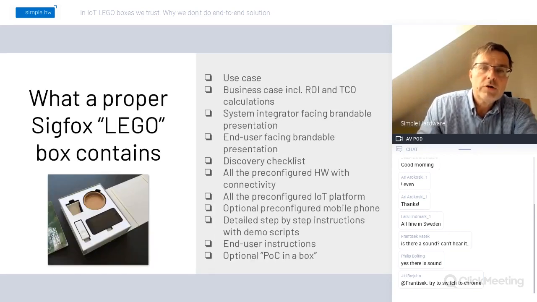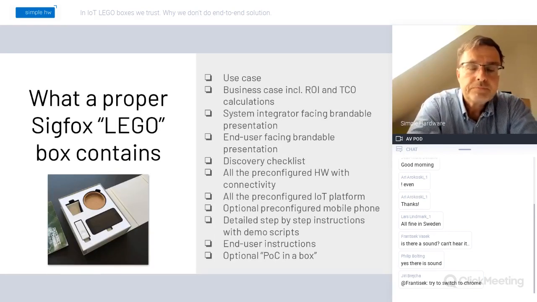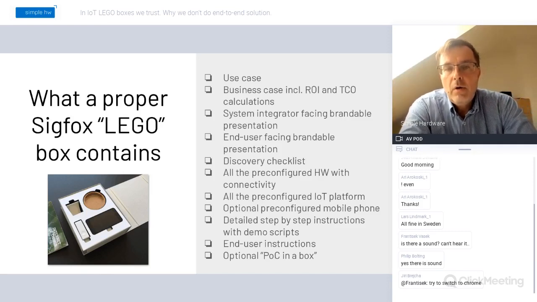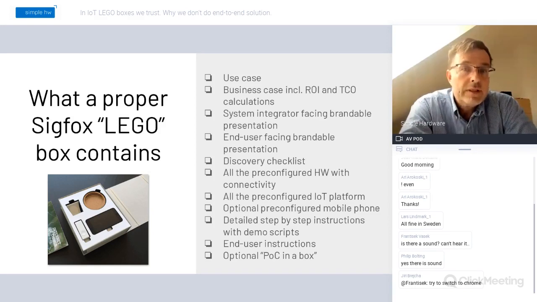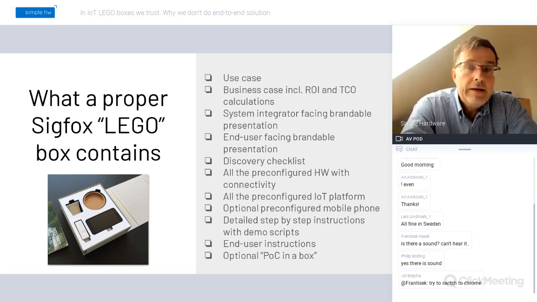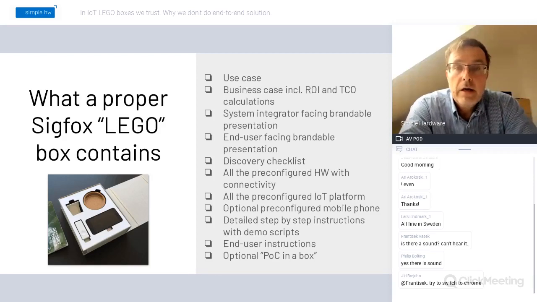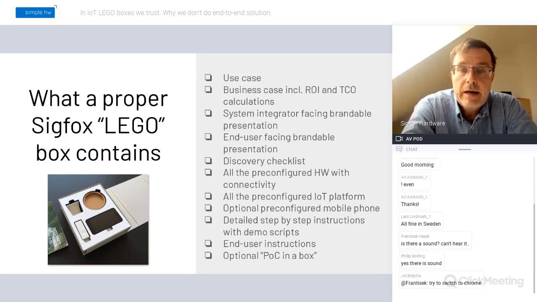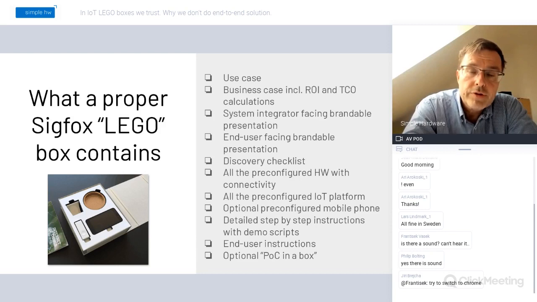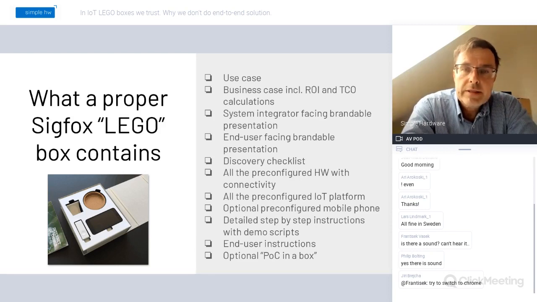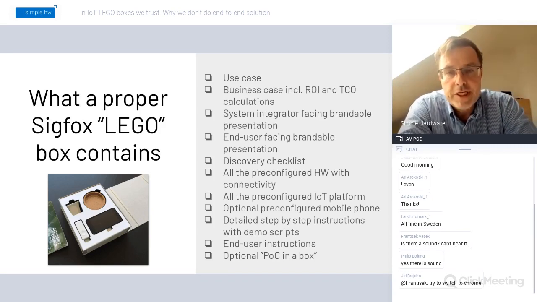So what does such a Lego box, Sigfox Lego box, contain? We think that it needs to contain a use case. So basically, what is it about? What is it about to solve? It needs to contain a business case, including return on investment and total cost of ownership calculations. Again, this is very important. We need to speak money very early in the process, and we need to propose and calculate ROIs and TCO with the customers.